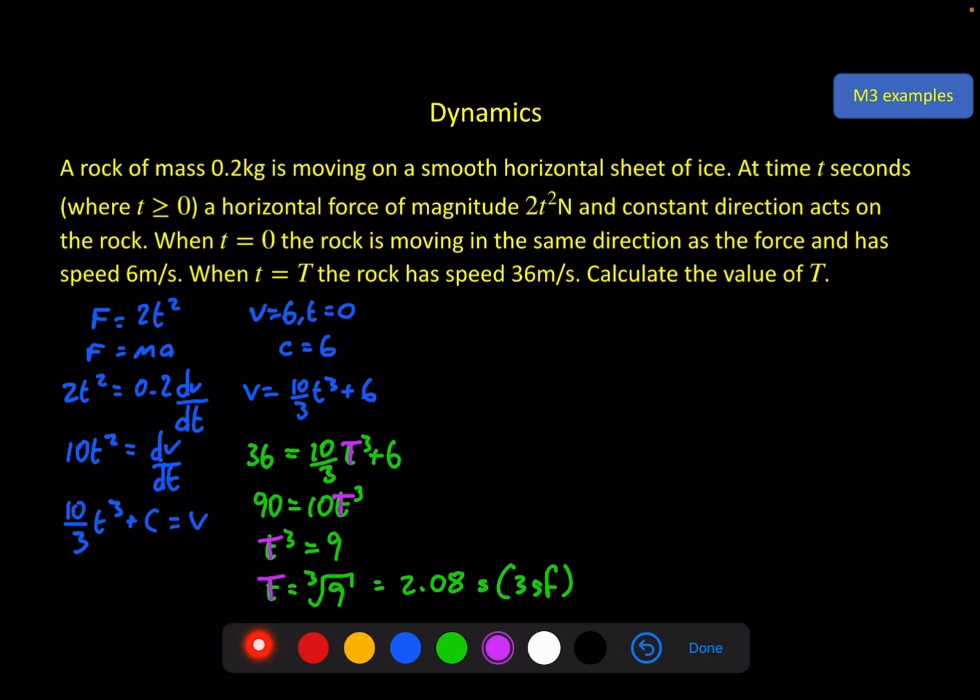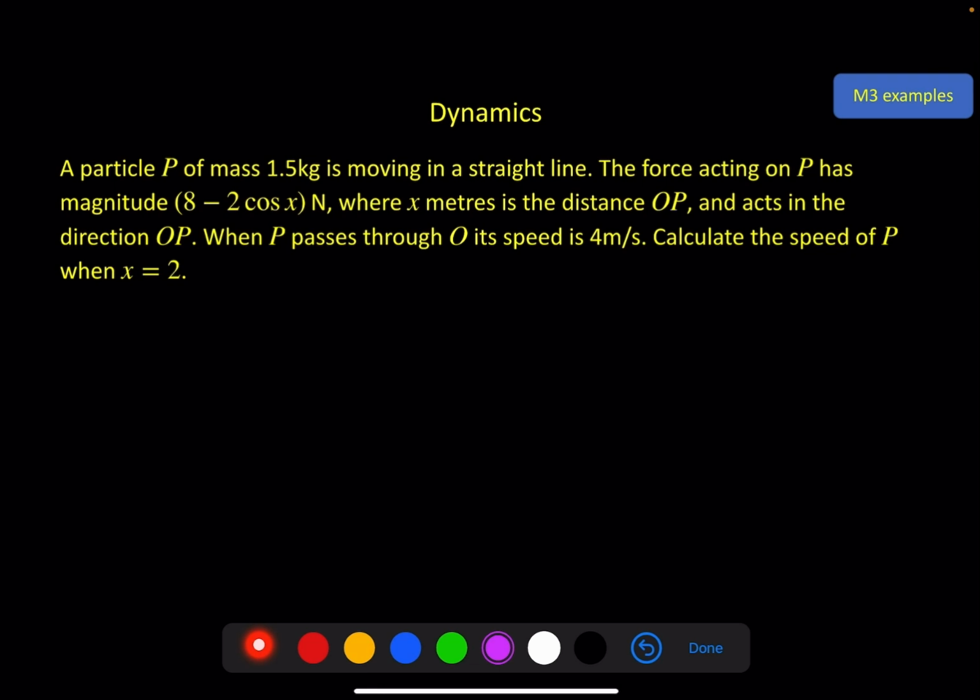Example number 3. A particle P of mass 1.5 kilograms is moving in a straight line. The force acting on P has magnitude this, newtons, where x meters is the distance OP, and acts in the direction OP. So here we have our first force in terms of distance or displacement x instead of time.